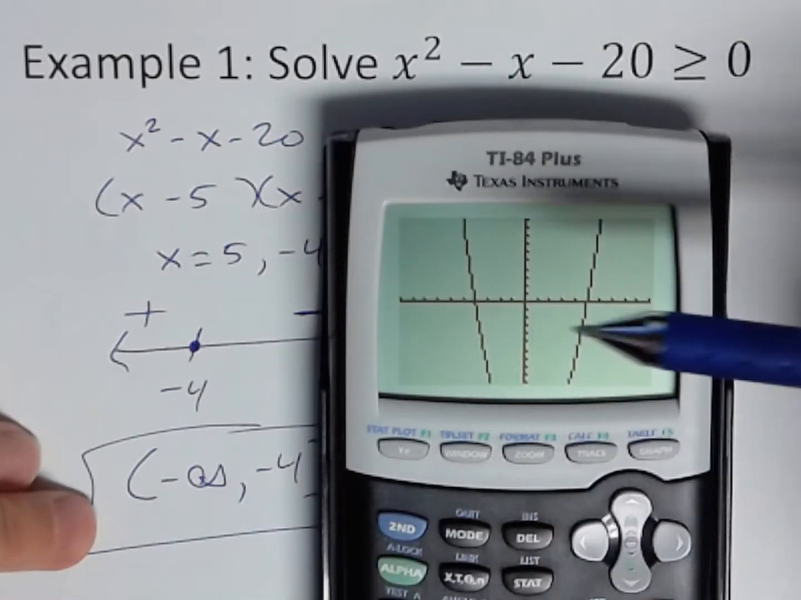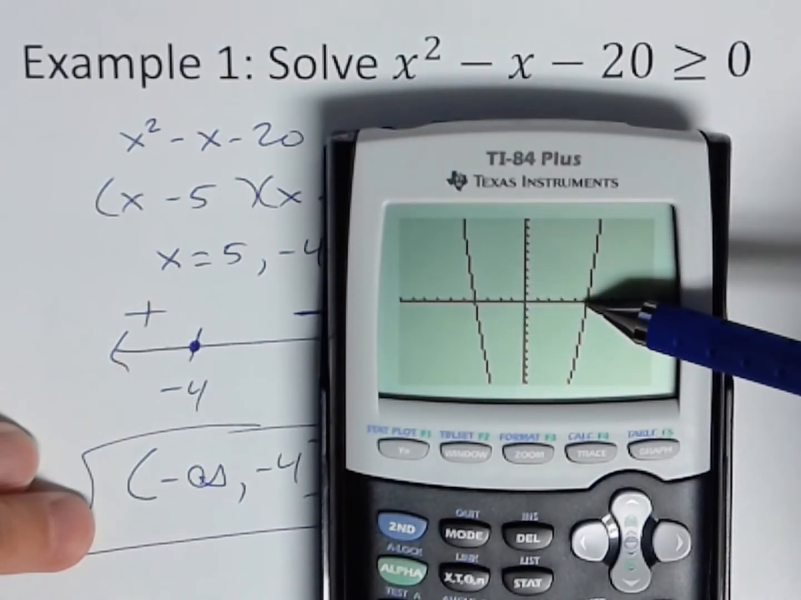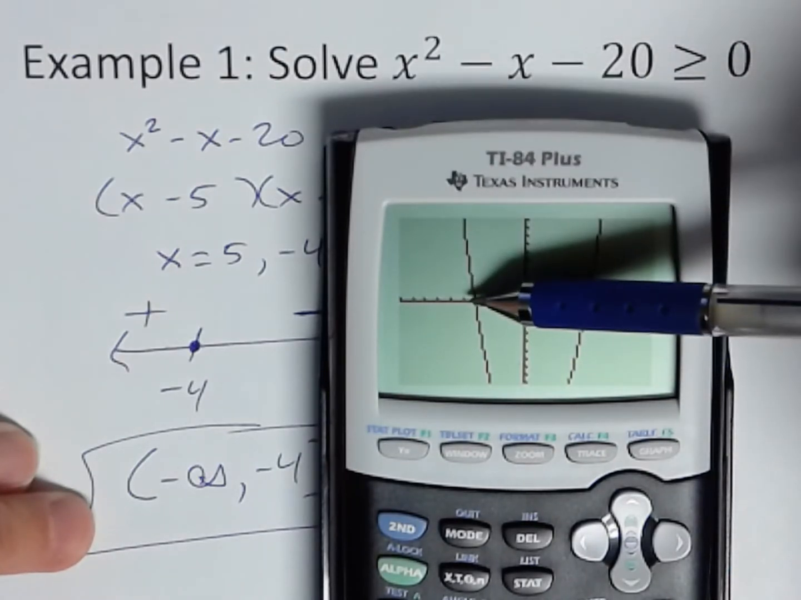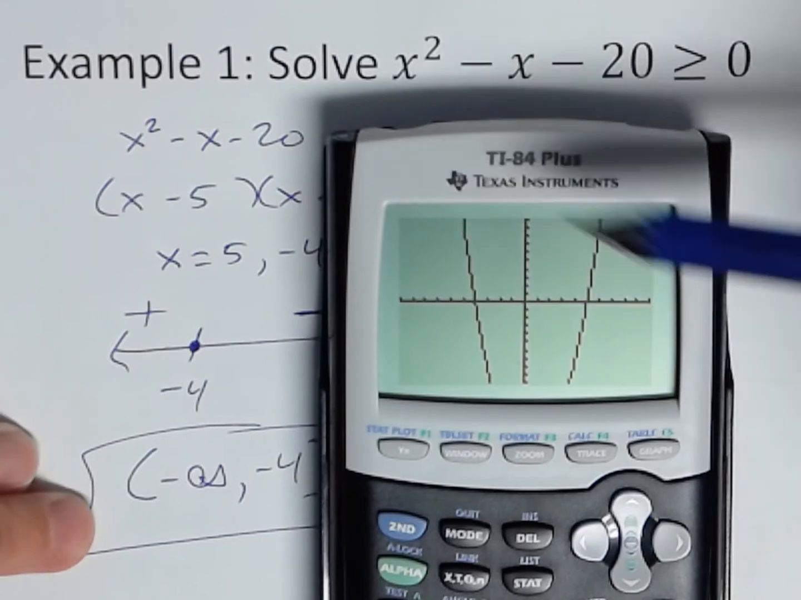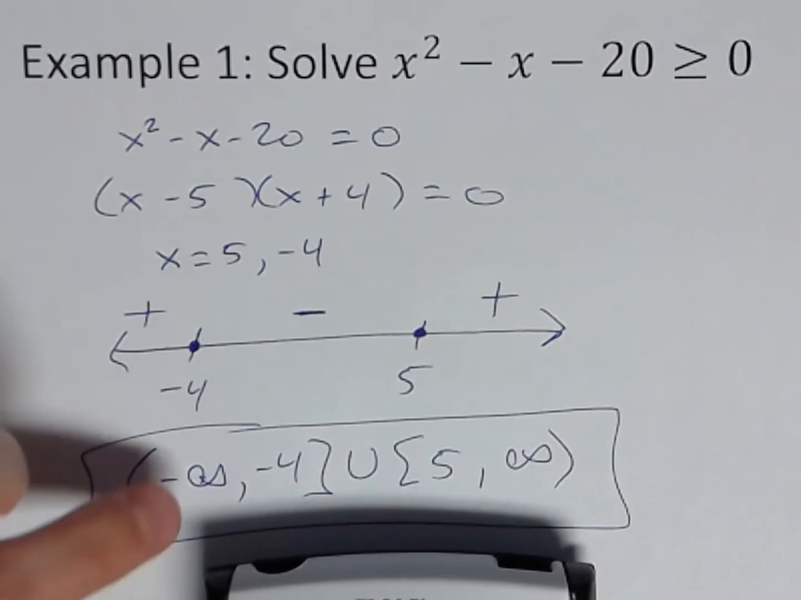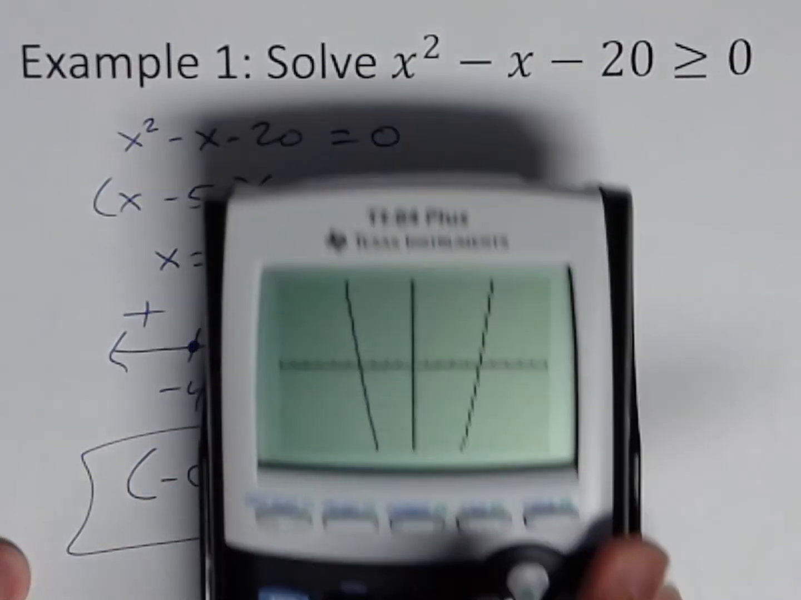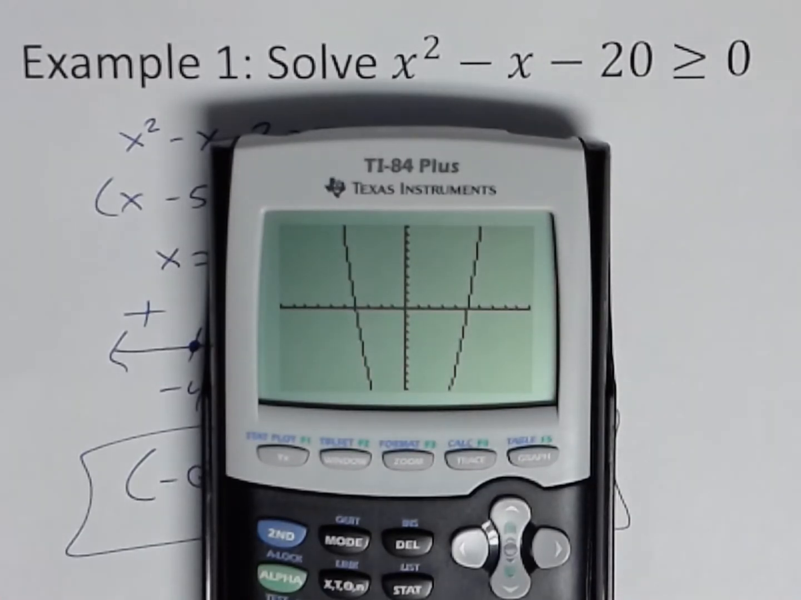So notice out here at negative 4 and out here at 5, those are the two zeros we found. Notice it's positive out here, it's above. It's positive out here, above. And that is exactly what this interval we described found. Okay, hope that's making sense. You can try the next one on your own, I hope.